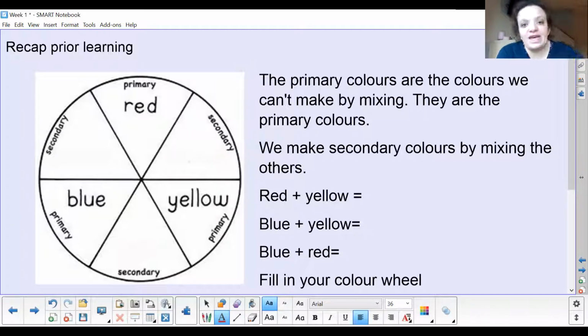So when we mix red and yellow, what do we get? When we mix blue and yellow, what do we get? And when we mix blue and red, what do we get? Have a go, pause the video now and fill in your colour wheel.